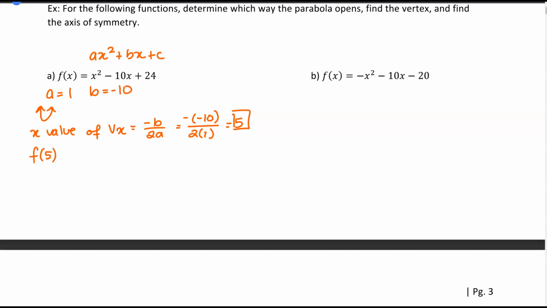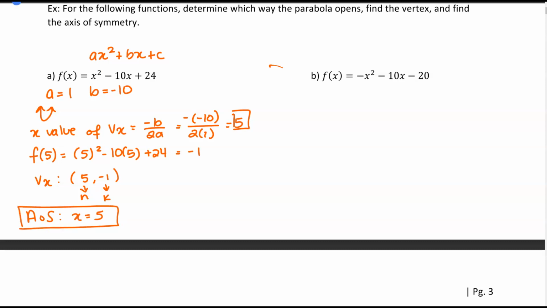So we're going to do f of 5, and we're going to plug in that 5, so 5 squared minus 10 times 5 plus 24, and if we plug that into our handy dandy calculators, we will see that we get negative 1. So therefore our vertex is going to be 5 comma negative 1. Remember, this is our h value, this is our k value. Therefore our axis of symmetry is going to be x is equal to 5.